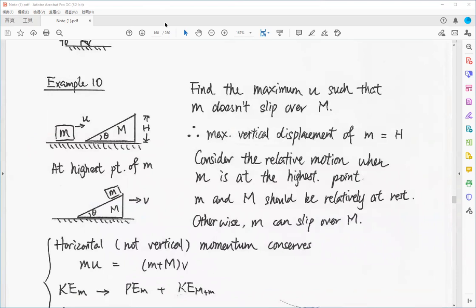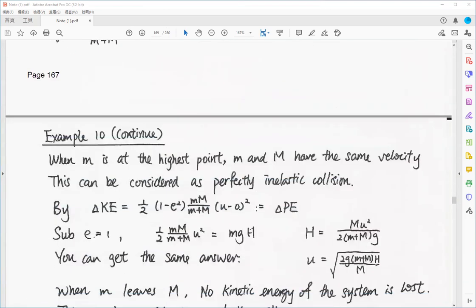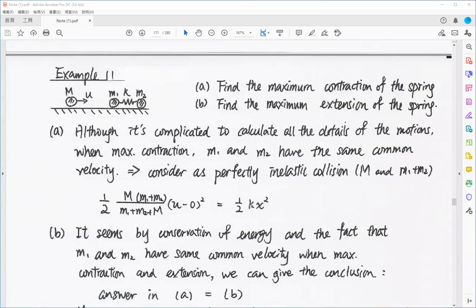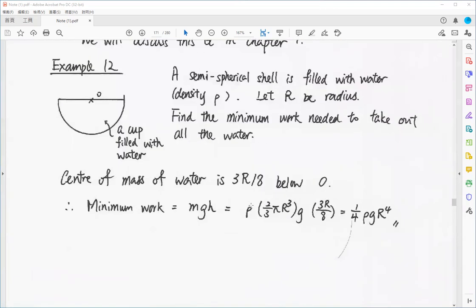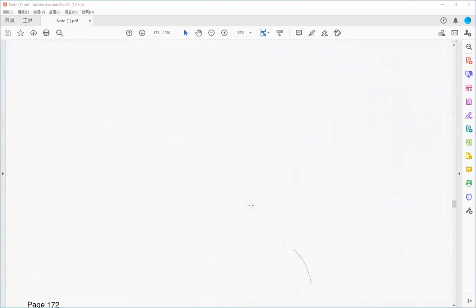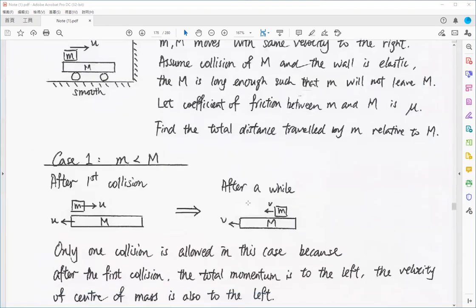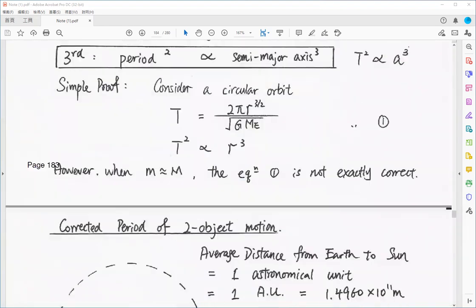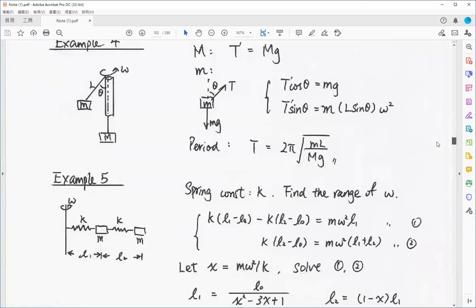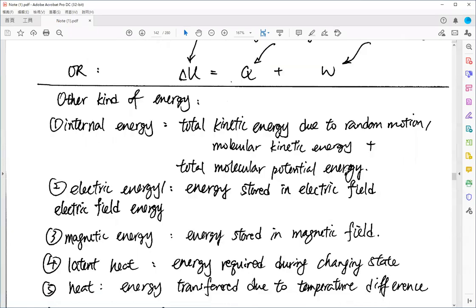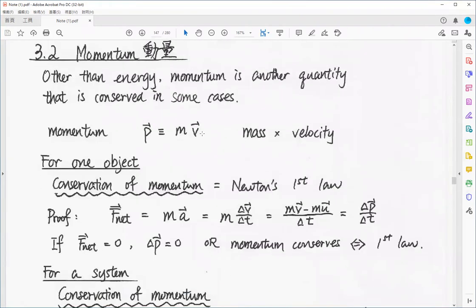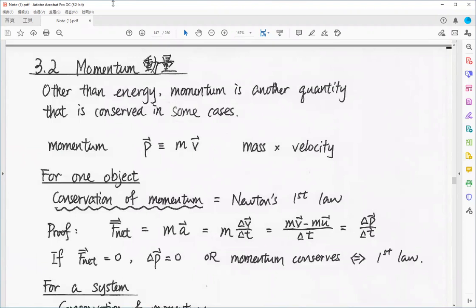Example 10. You need to use momentum, but leave it. This one you also need to use momentum, so leave it. Okay, then I think we need to go and learn the momentum. Where's the momentum? Okay, here. I think you learn a bit of momentum in Form 3. So then let's go on.